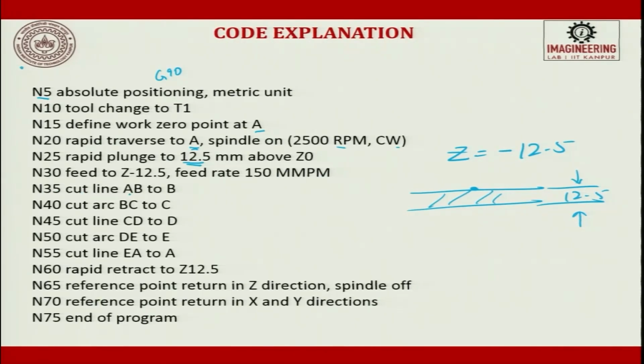Now, cut line AB to B, then from BC to C, CD to D, DE to E and EA to A. So, you are just going AB, BC, CD and then we are going back EA. So, now once you have finished all the cuts, after reaching here you have to retract that minus 12.5, so it comes above, minus 12.5, 0, 12.5 it goes. Then the reference point returns to Z direction, spindle is switched off, reference point returns to X and Y directions and end of the program happens.